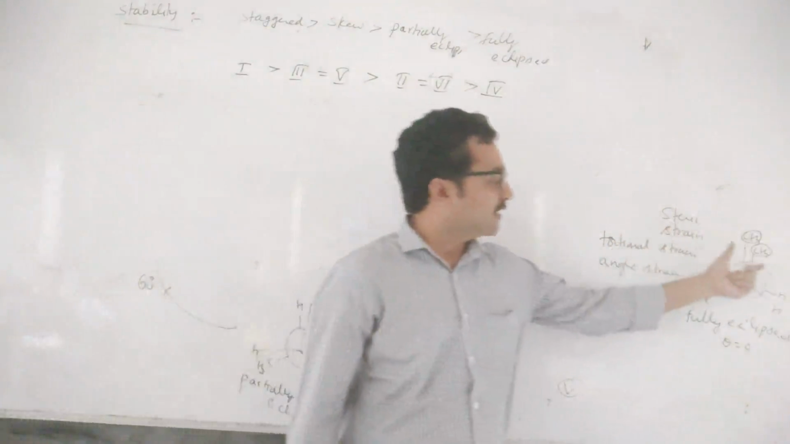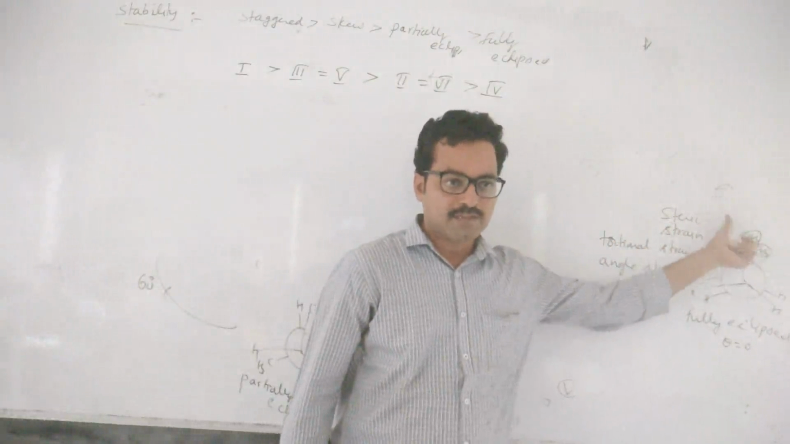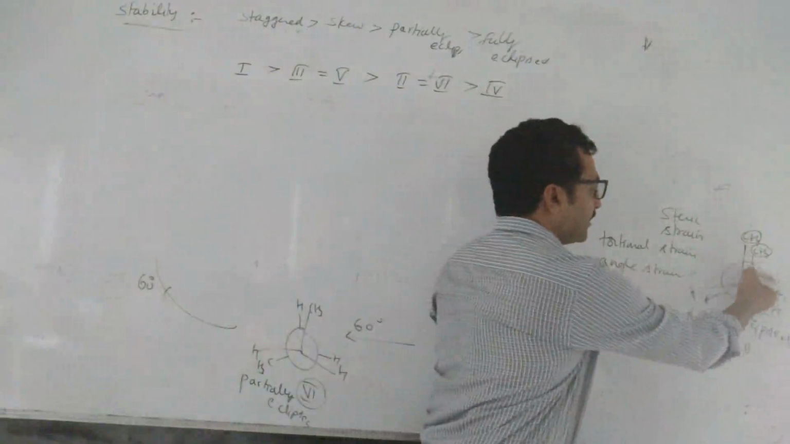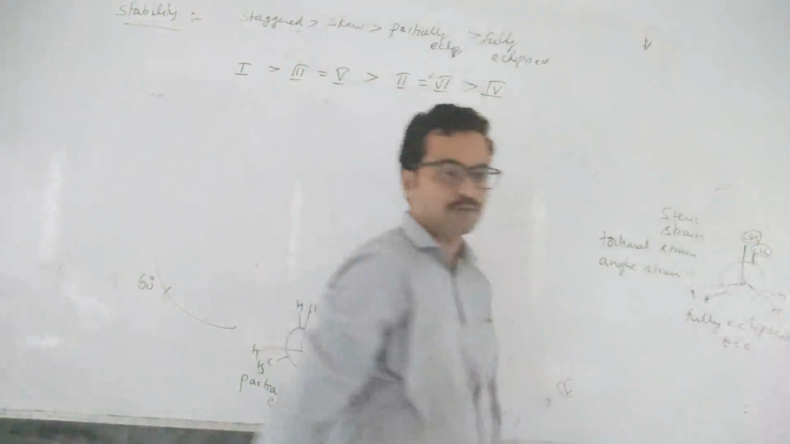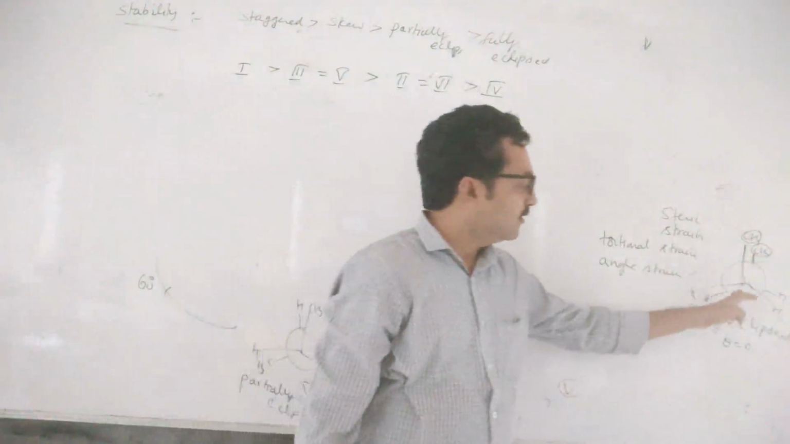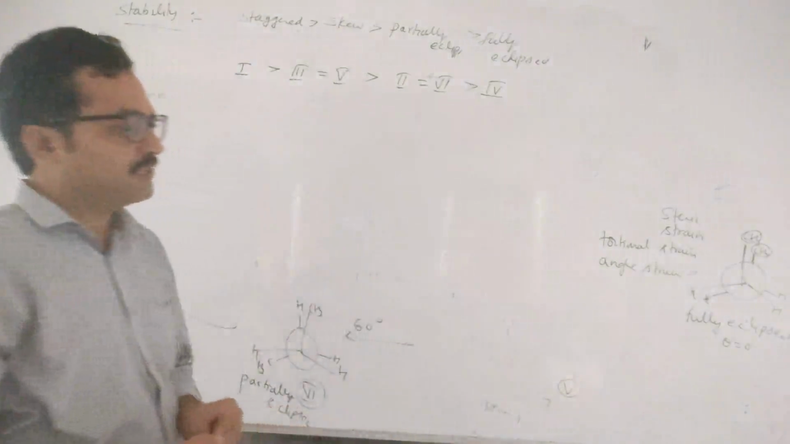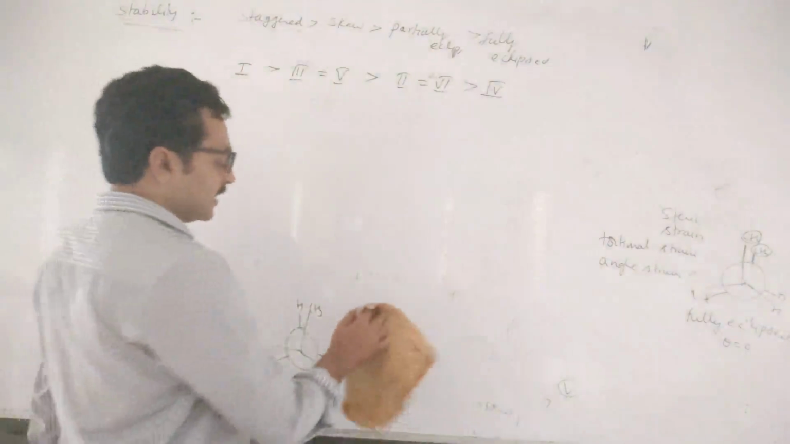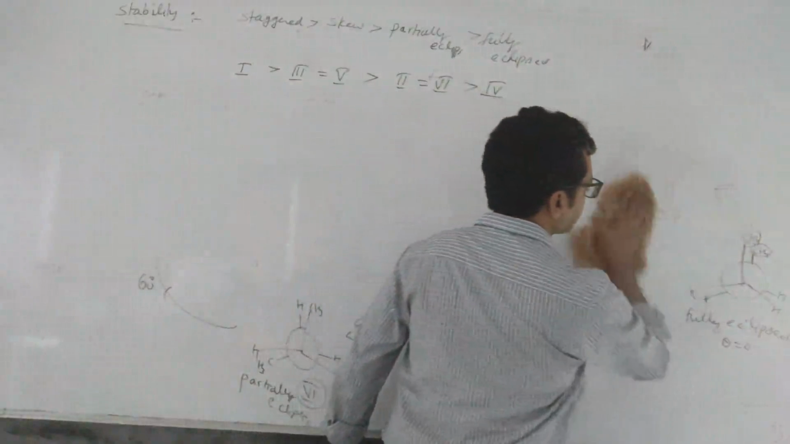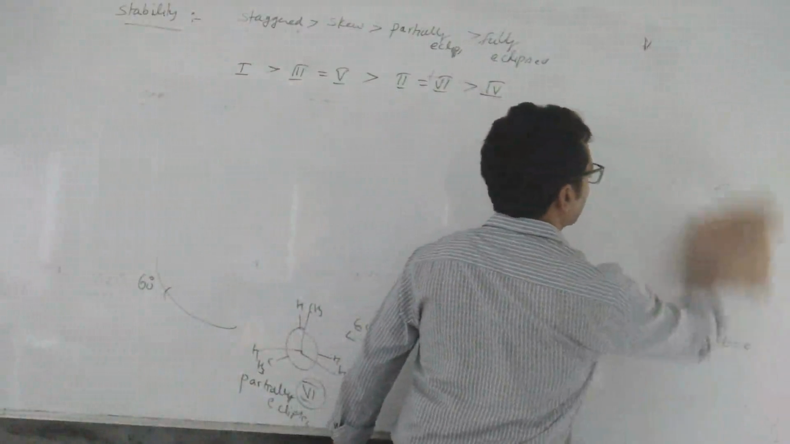Understand? Steric strain is because of the bulky group, the repulsions will be there. And the bonds also are very close. That is torsional strain. And because of the angular strain. Okay, so because of these, the fully eclipsed form is least stable. Okay. Next.